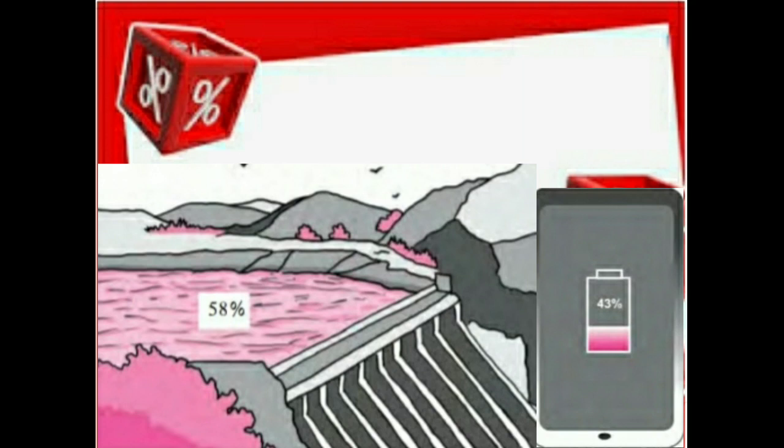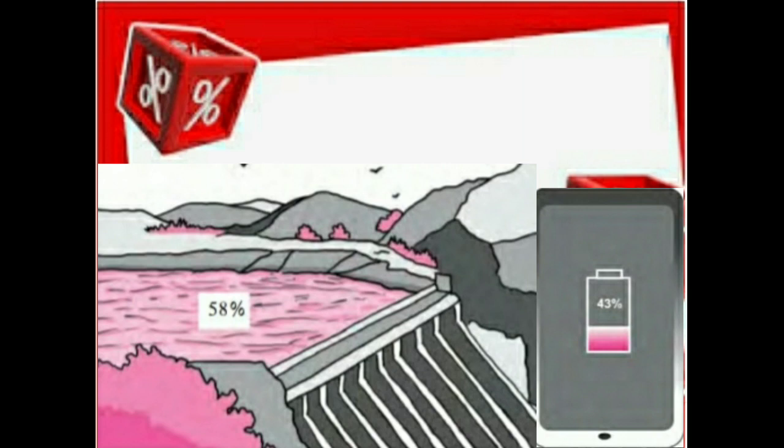Now there are two pictures that you see on your screen. In the first picture, there is 58% water in the dam. It means that if the dam holds 100 units of water when full, then right now it is holding 58 of the same units of water. If the mobile phone has 100 units of charge when it is fully charged, then at this moment 43 units of charge are still left. A percentage is a comparison made with a total which is taken to be 100 parts.